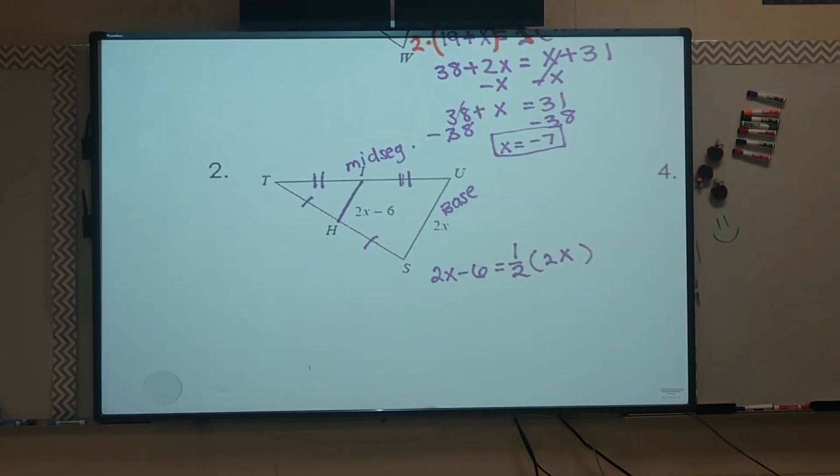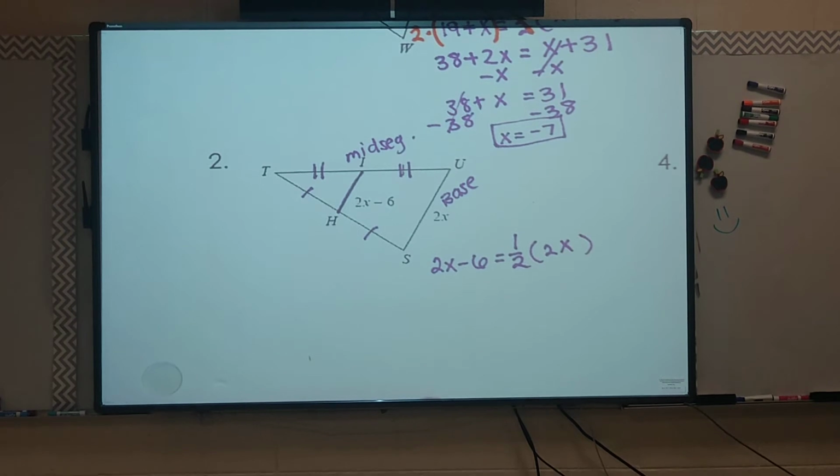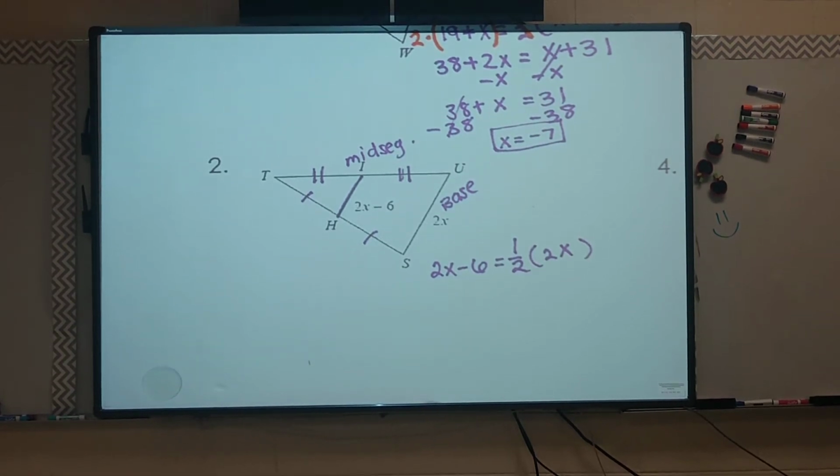Now, for this one, you can choose to do the same thing we did above, where you multiply by 2 on both sides to get rid of that 1/2.